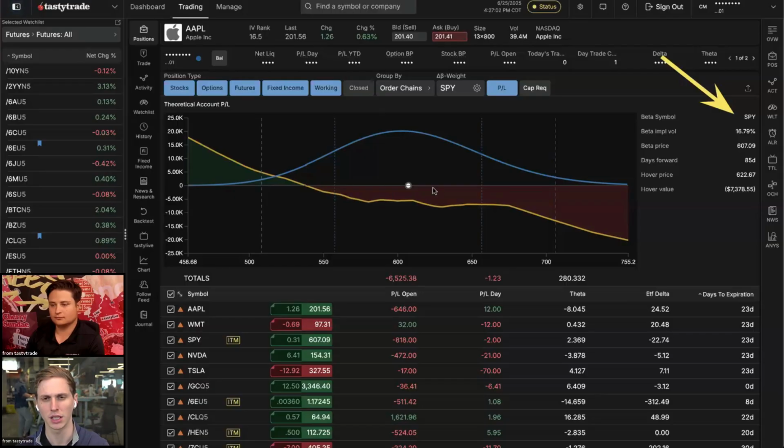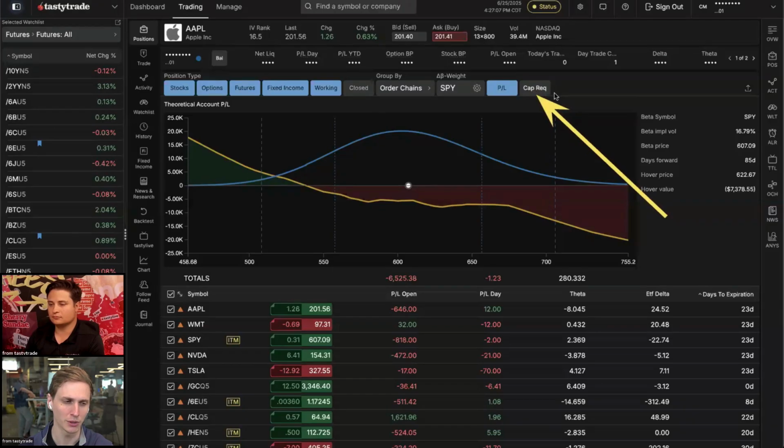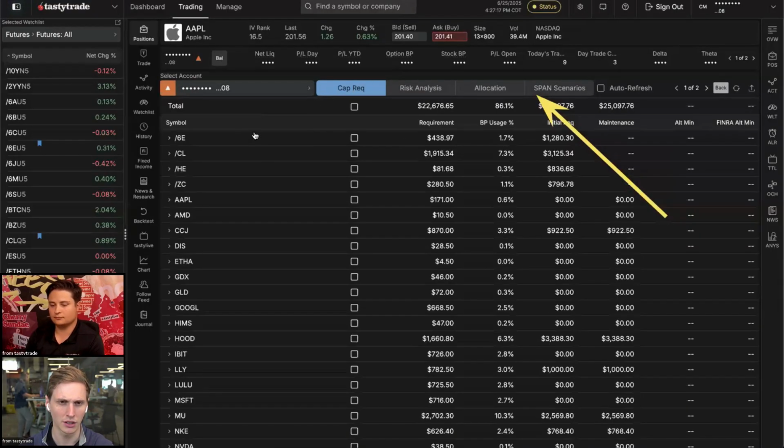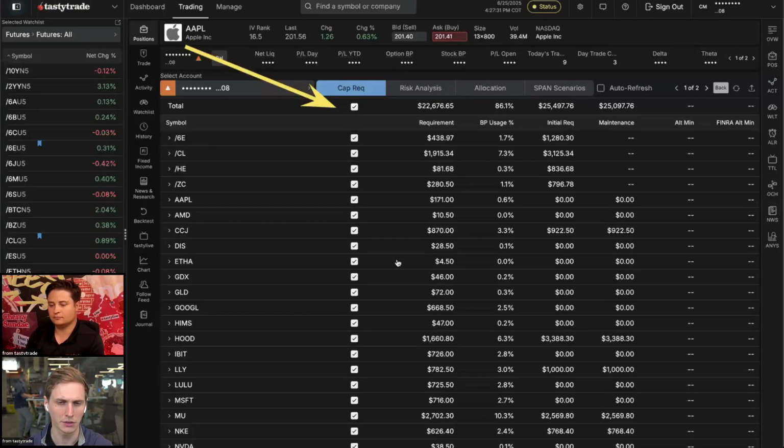Last thing too, again, we're pressed for time, and this would take a lot of time to go over, but we do have past demos as well as a tutorial on our help center. But if you go into our capital requirements window, this is where you can see the margin requirements, buying power usage, maintenance requirements for all of your open options and futures positions. If we were to check on total here at the top, so we check to make sure that all of our positions are selected, and then we go into the risk analysis tool.